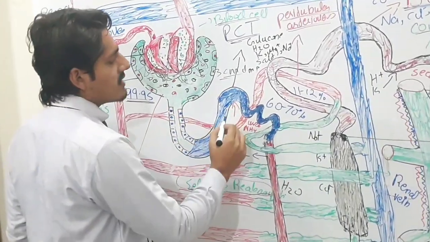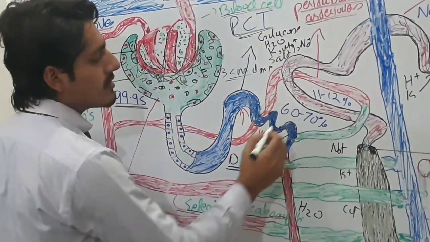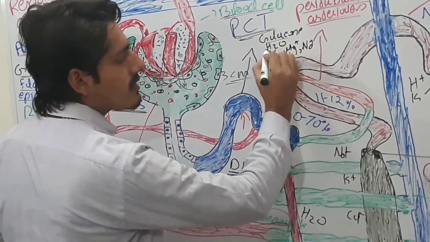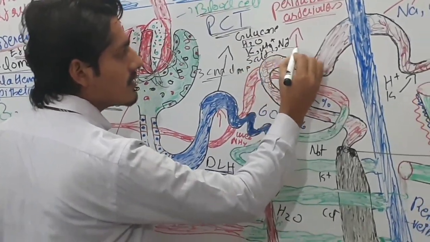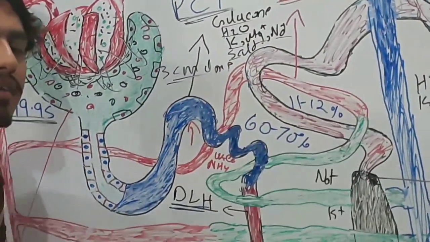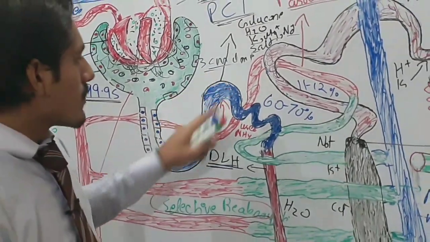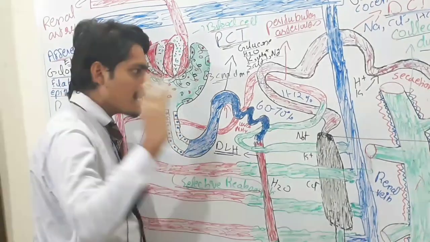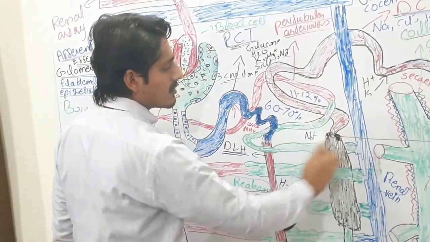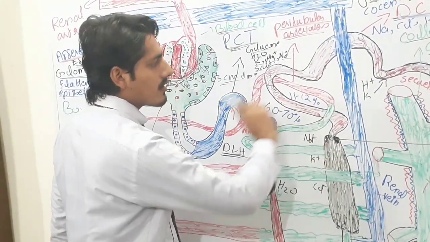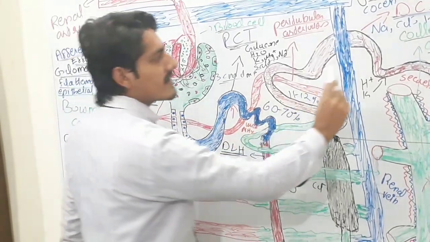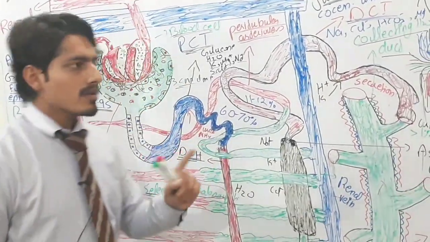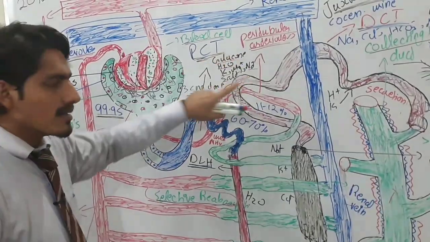Okay, let's see. In the proximal convoluted tubule, glucose, water, potassium, magnesium, sodium and salt are reabsorbed from the proximal convoluted tubule into the blood supply. That blood supply is the peritubular capillaries, which are present around the proximal convoluted tubule and distal convoluted tubule. So here is again reabsorption of all these nutrients.